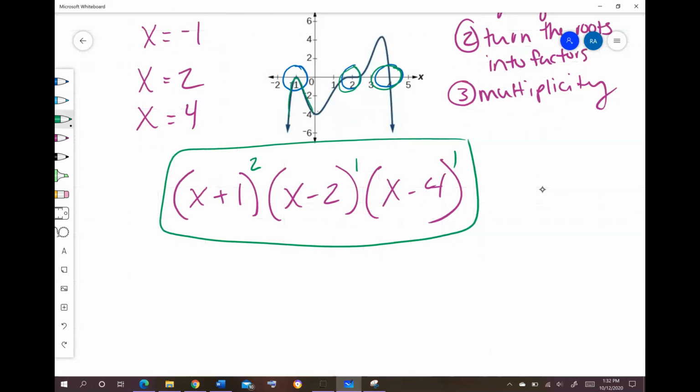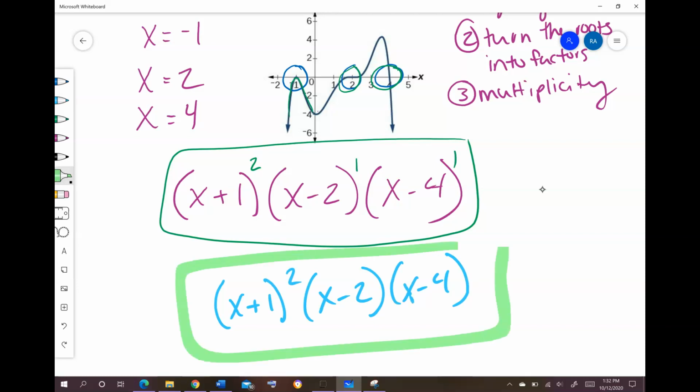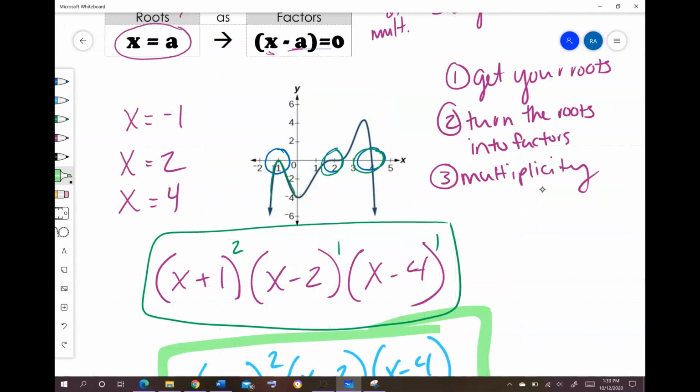And technically you don't have to write those little ones. So technically your answer would be x plus 1 squared times x minus 2 times x minus 4. That technically is your answer. Okay? All right, so 3 little steps. I guess in parentheses we could say adds up to degree, or adds up to humps plus 1. Okay? All right, let's do some more examples.